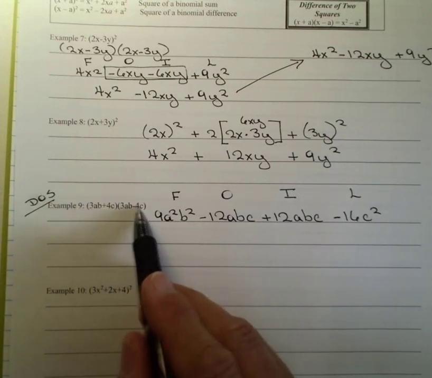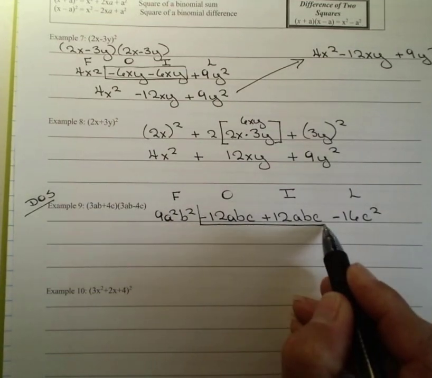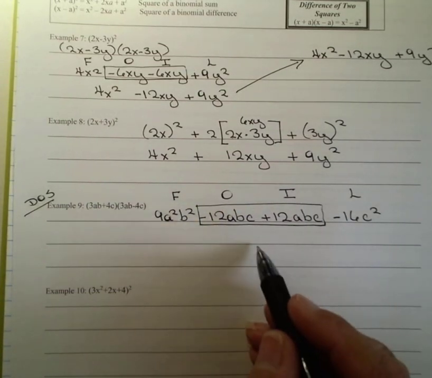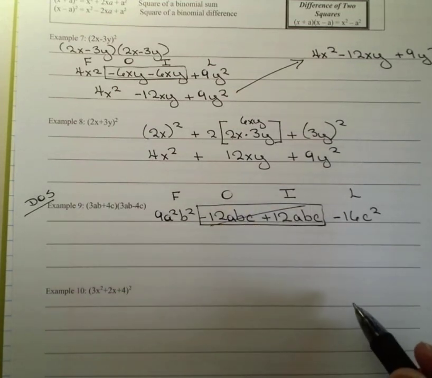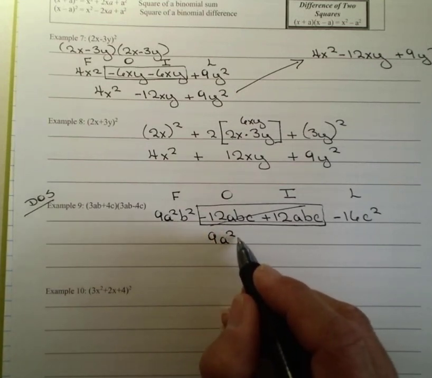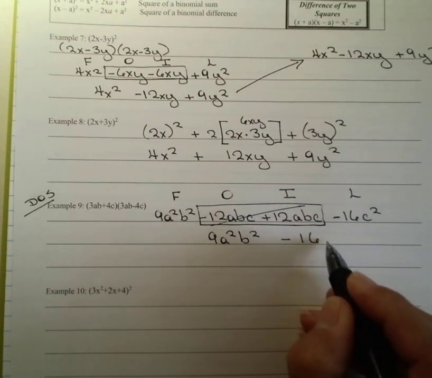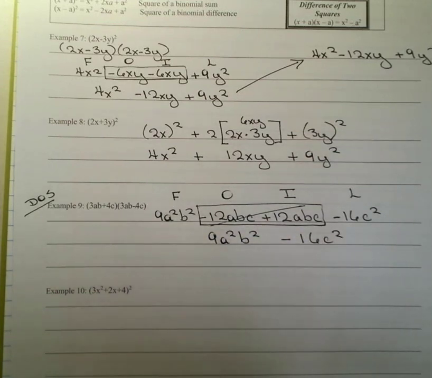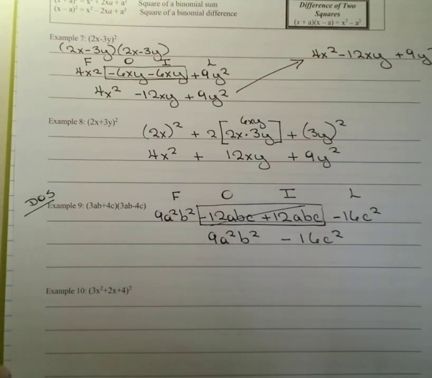Identical terms in the two binomials, opposite signs in between them. The middle two terms, the inside and outside, are going to be identical opposites. In other words, they're going to add to 0. So all you're really going to have is the first term squared, and you're going to subtract the second term squared. And that is a difference of two perfect squares.